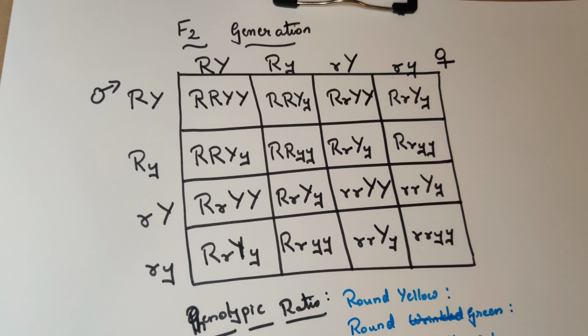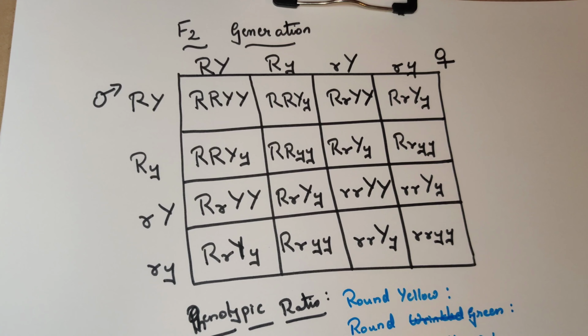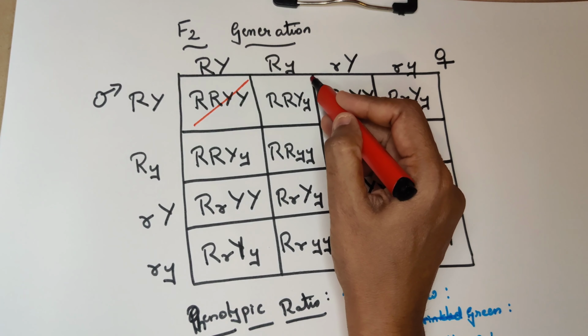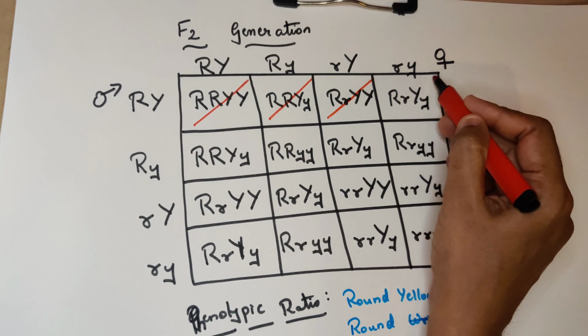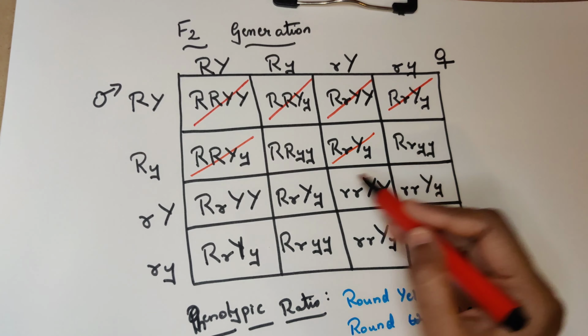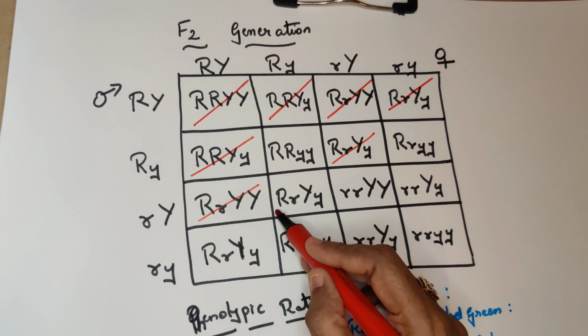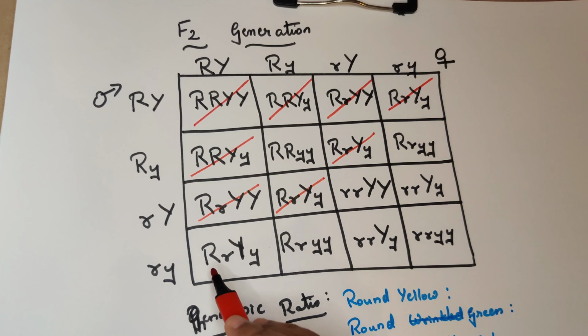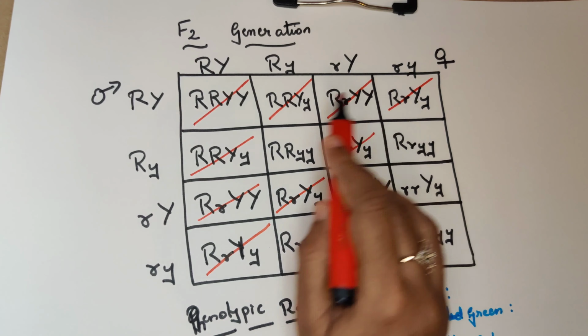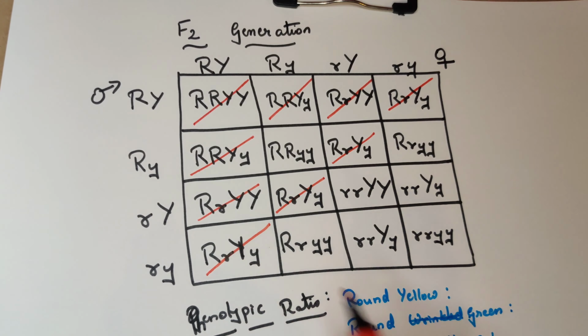Wherever you find capital R and capital Y, you have to strike out those boxes. That will be your round yellow combination. If there is a capital R and capital Y, definitely it is round and yellow only. So these many plants are carrying the characteristic feature of being round and yellow. Now students, if you count 1, 2, 3, 4, 5, 6, 7, 8, 9. So 9 plants are round and yellow.